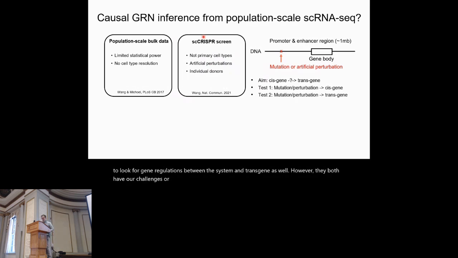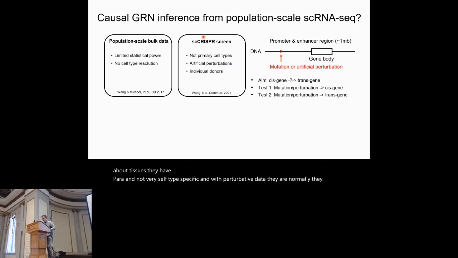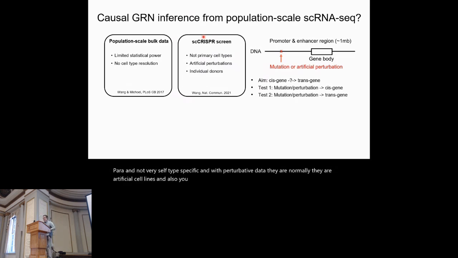For example, with bulk data, you only get bulk tissues. They have limited statistical power and are not very cell type specific. And perturb-seq data are normally on artificial cell lines, and also just from individual donors. So it's a question how much of the conclusion can be transferred to individual primary cell types and also to the population level.